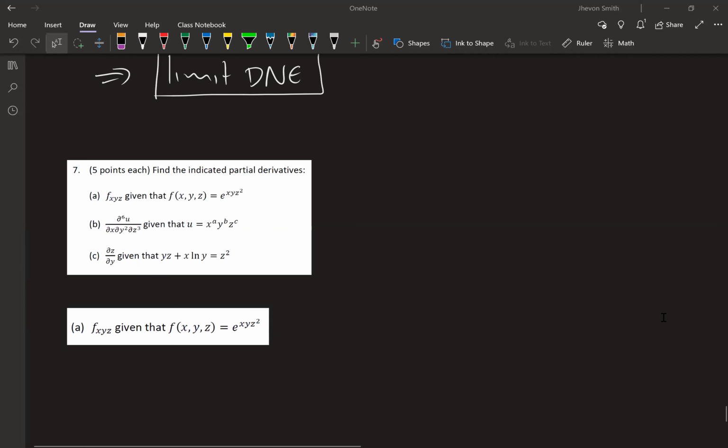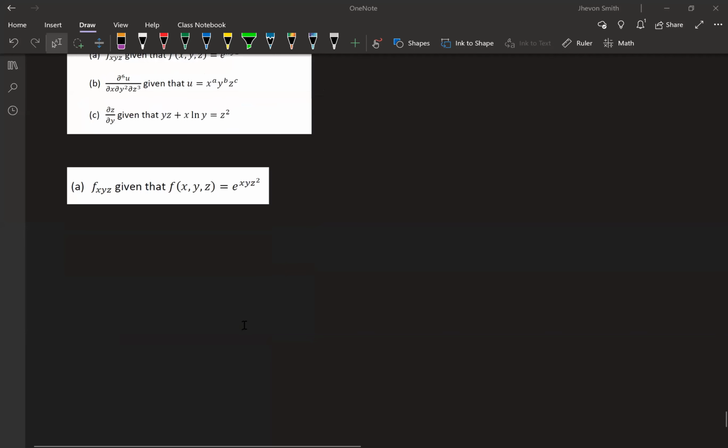You loathe the Leibniz notation? You don't have to use it if you don't want to. You do have to recognize when it's being used and what it means. Anyway, this says find the partial derivative with respect to x, then with respect to y, then with respect to z.